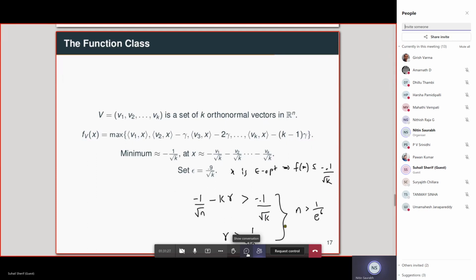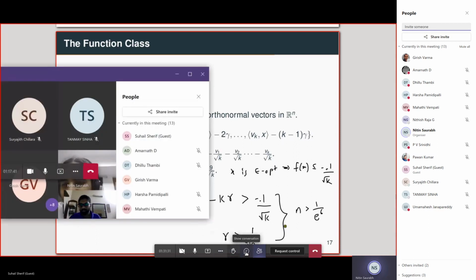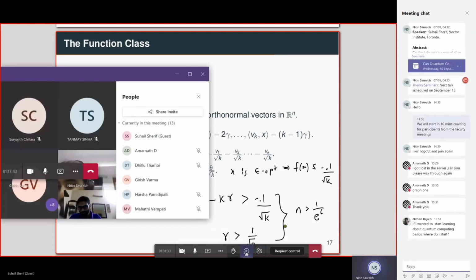We have a somewhat different question. Do you want to take this, since you are starting out on quantum? If a student wants to start learning about quantum computing basics, where should he or she start?